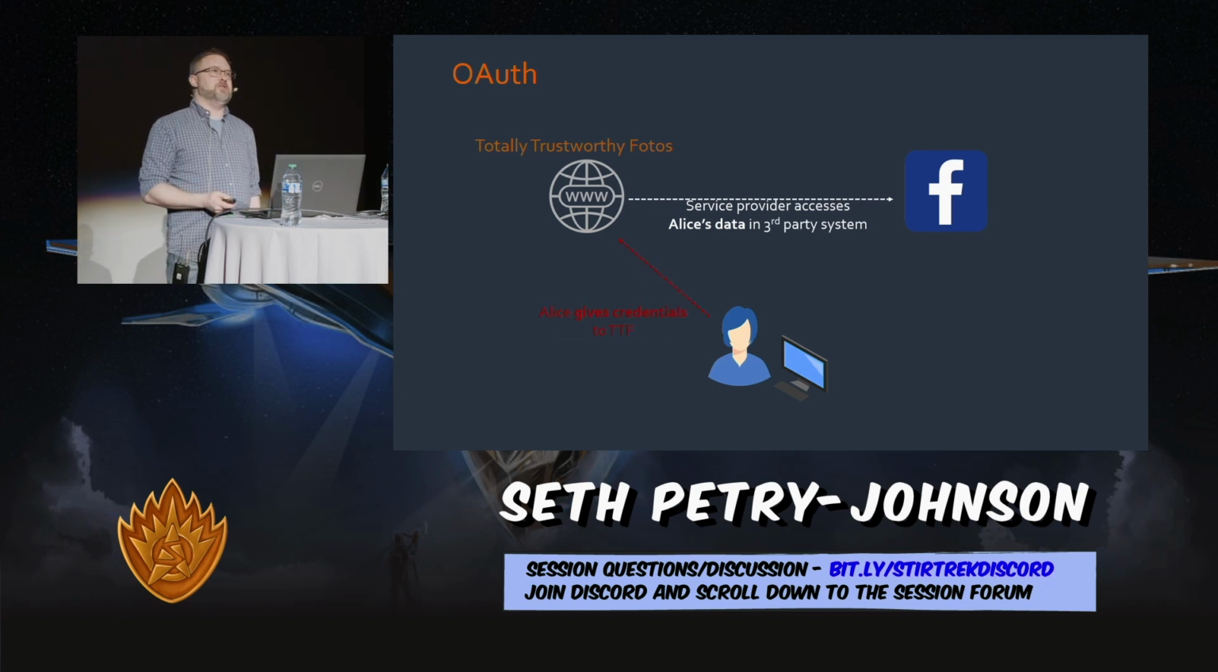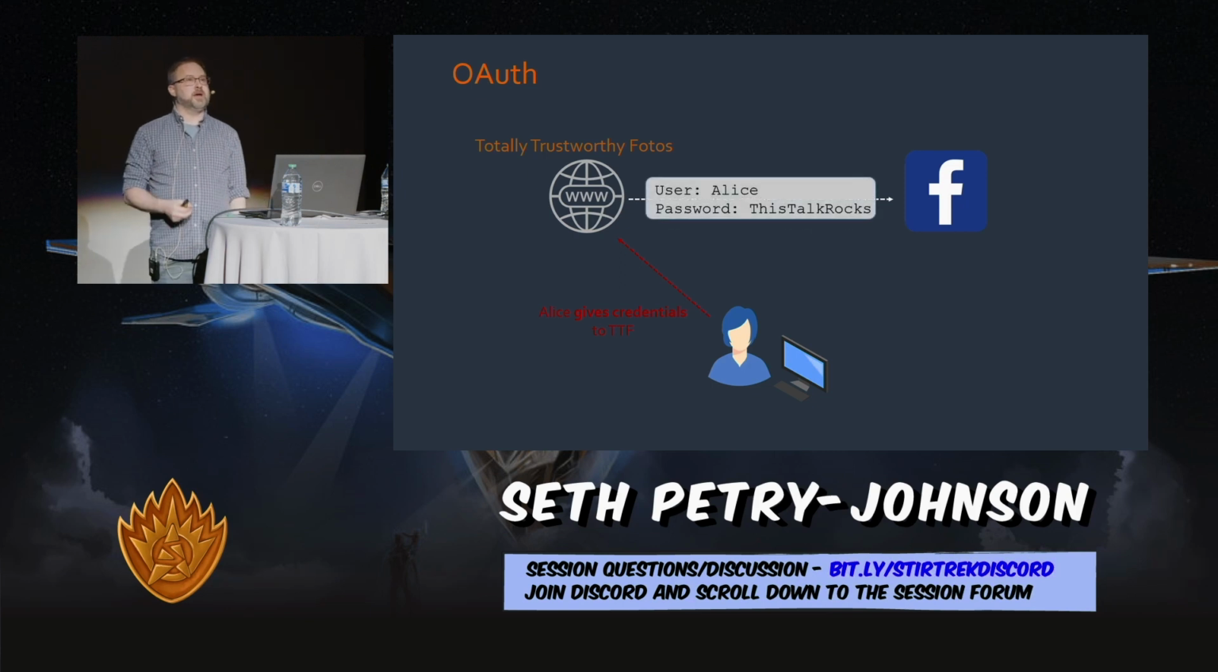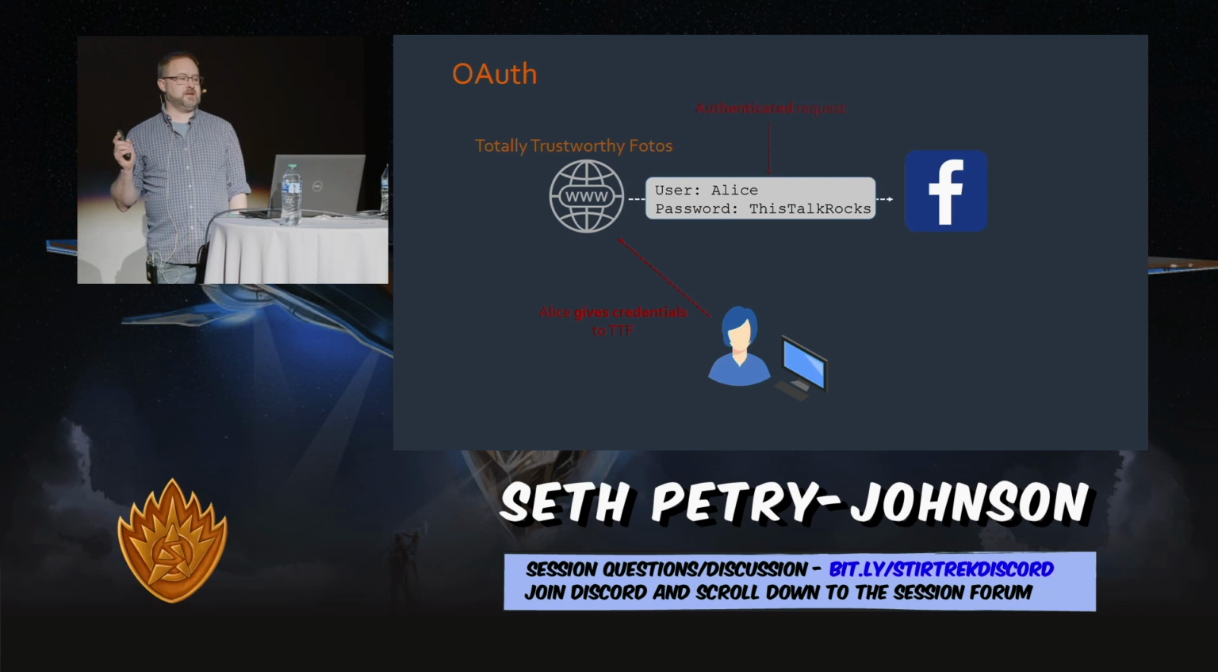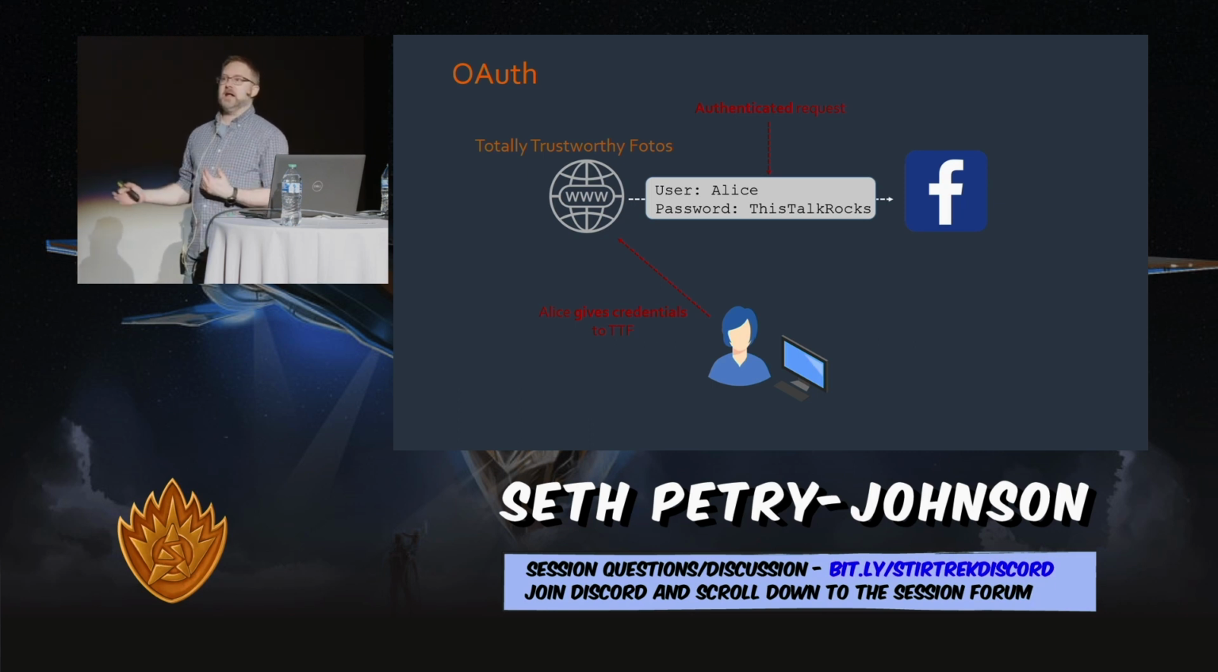The naive way to do this would be for Alice to give her Facebook credentials to Totally Trustworthy Photos. They would then log into Facebook and get her data with her credentials. In this scenario, TTF would be making an authenticated request to Facebook. As far as Facebook could tell, it is Alice on the other end of the line, not this weird photo site.